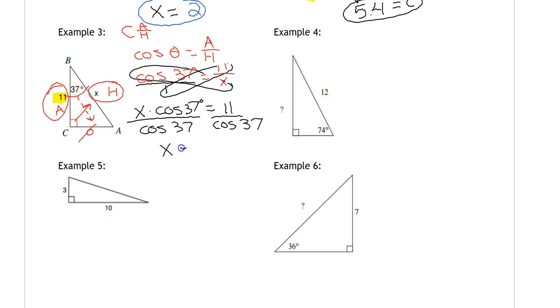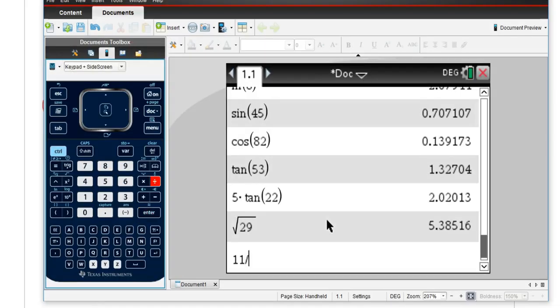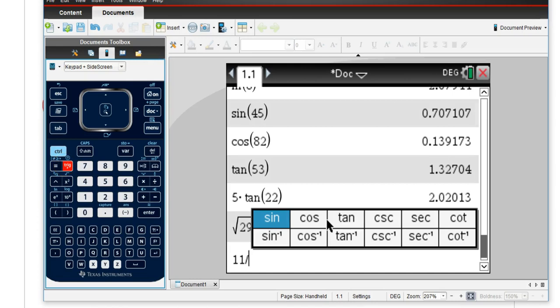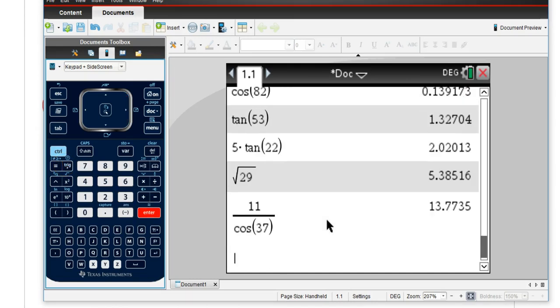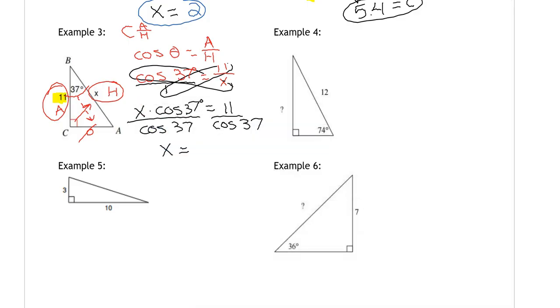So x equals, and then what is 11 divided by the cosine of 37? I'm just going to type it in. And I get 13.8, we'll round to.